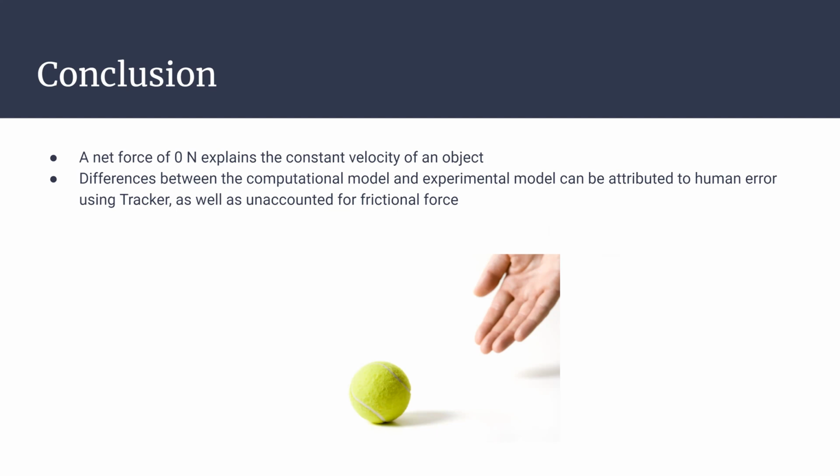Differences between the computational model and the experimental model can be attributed to human error using Tracker, like the tilting of the axis to match the ball, as well as frictional force outside of the tracker that we didn't take into consideration, which could have changed the experimental model so that it was different from the computational model.